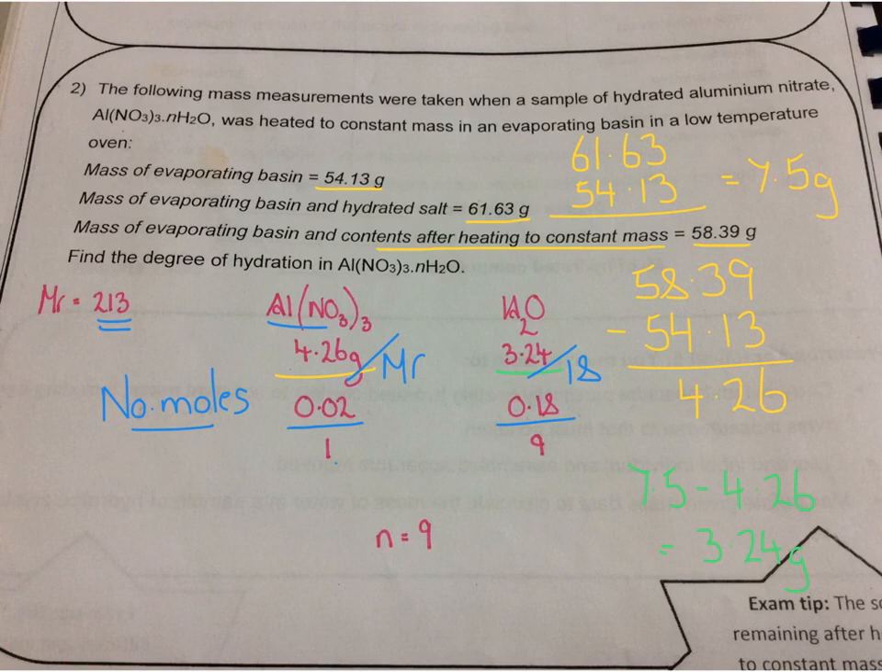Dividing across then by the 0.02, the smallest number, I find that my ratio is 1 to 9. I've worked out that there are 9 moles of water. If I were to rewrite the formula for the hydrated aluminium nitrate, I would find that the formula is that, and I'm replacing the n in the formula with this number 9.